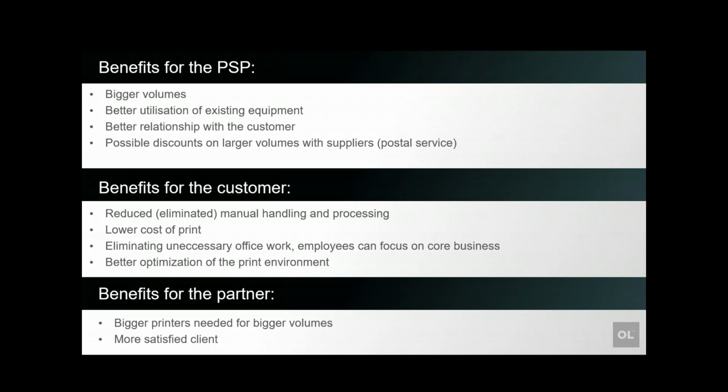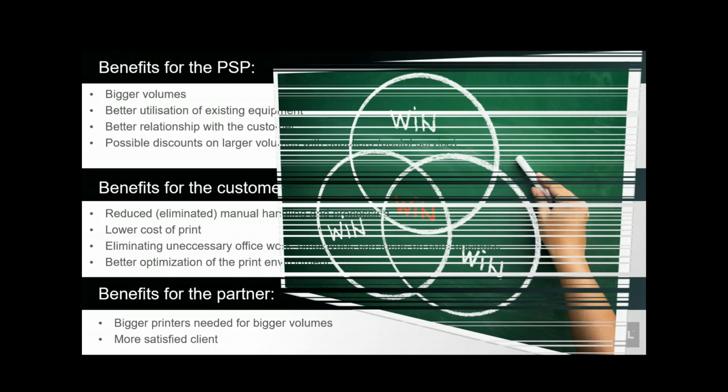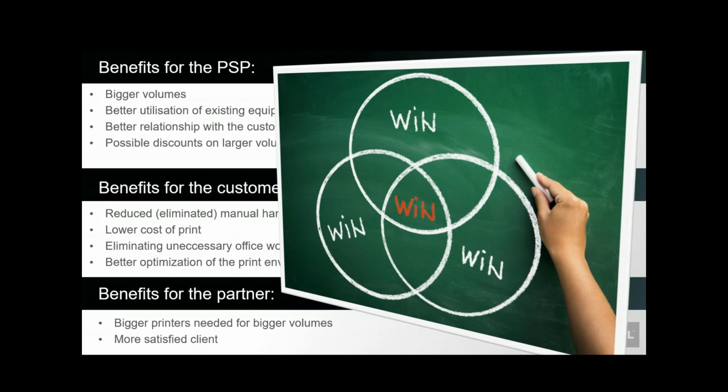And the benefit for the partner, for you, is that both customers, or in every case, are going to need bigger printers for bigger volumes. So basically what we see here with this example is that we have a win-win-win situation for all 3 involved parties in this particular case. So that would be the one example of our Connect system.